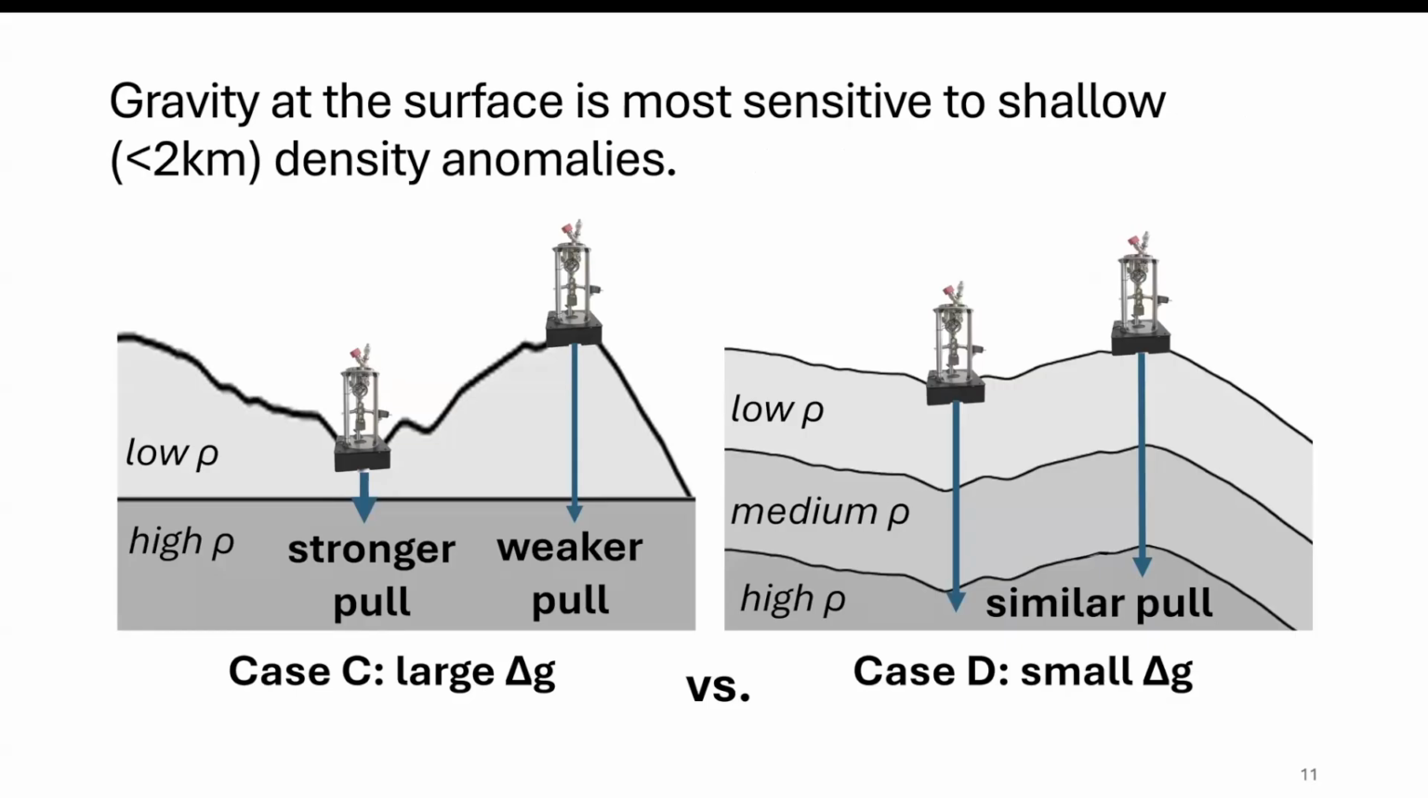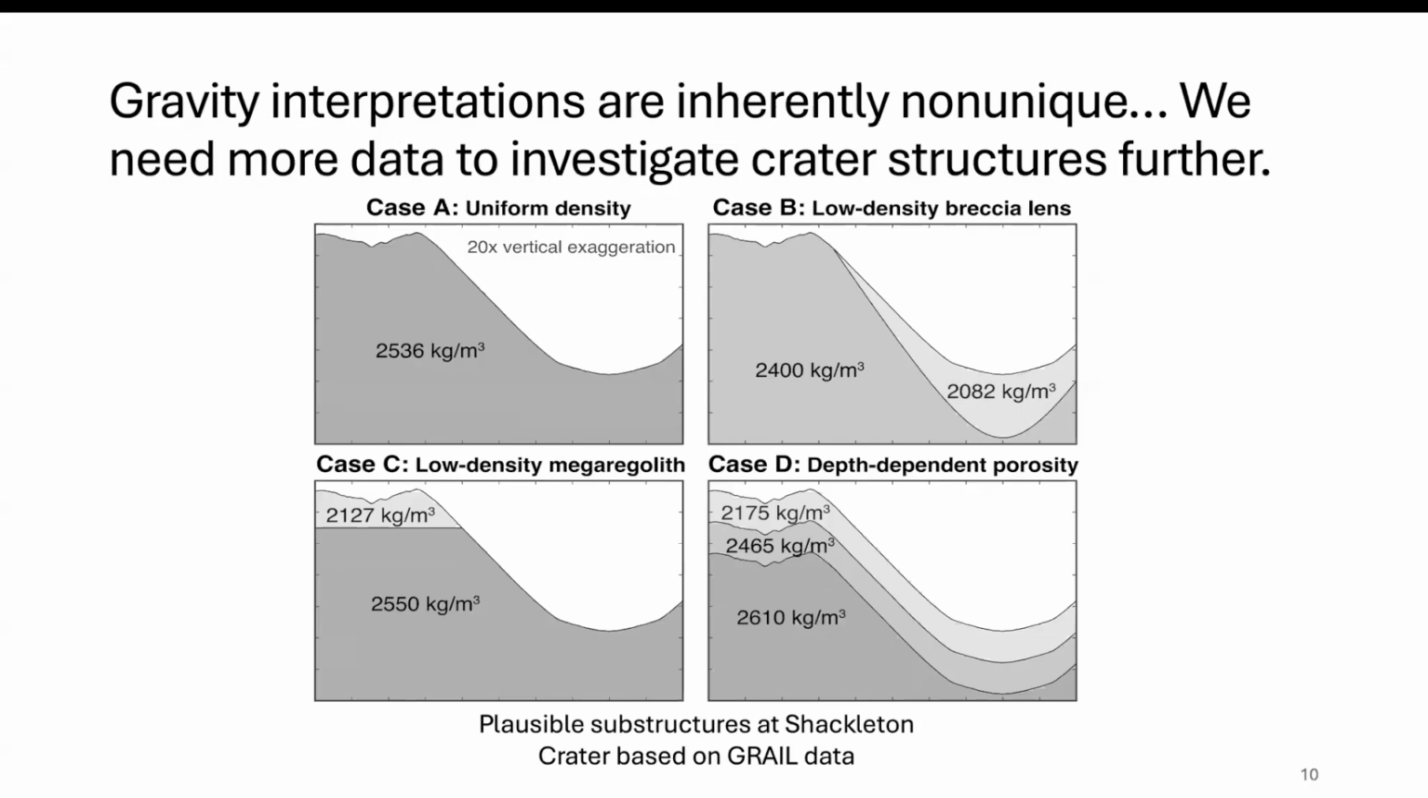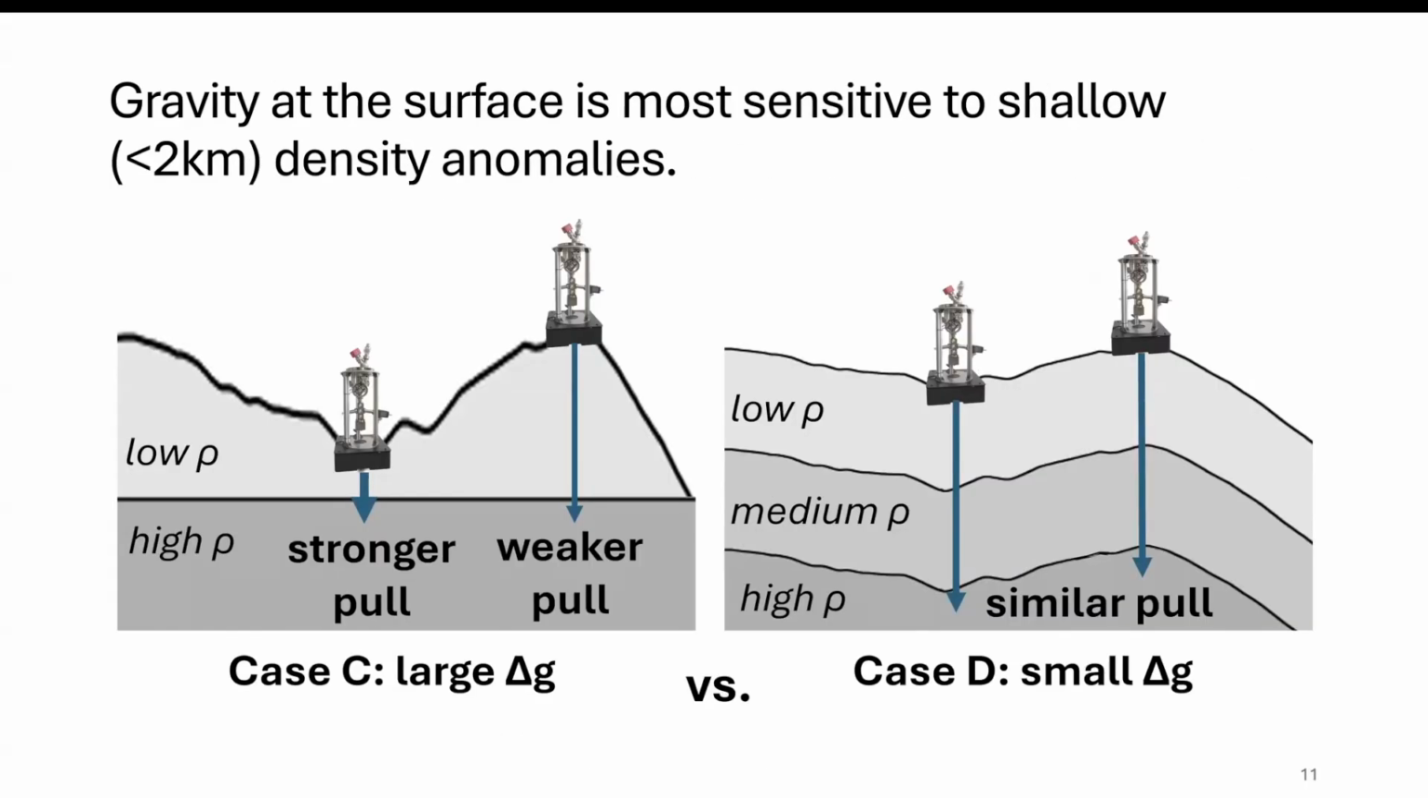As far as surface gravimetry goes, this is a very crude diagram, but gravity at the surface is sensitive, I would say, and this is my personal opinion, vibes, basically most sensitive to shallow things, like 1 to 2 kilometers depth. And so on the left here, you can see a flat discontinuity of density that is represented by case C in the previous slide.